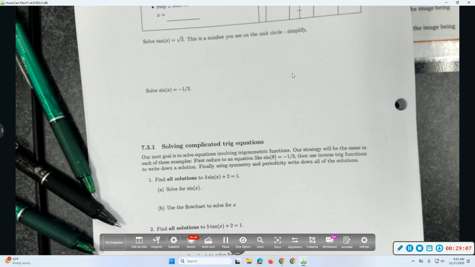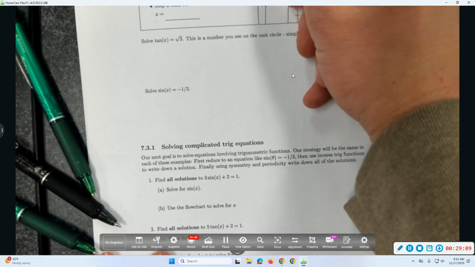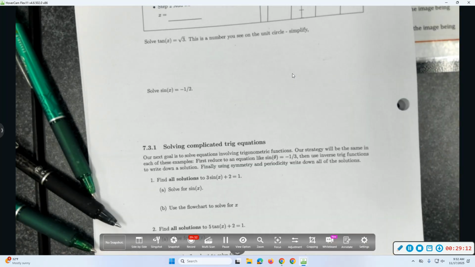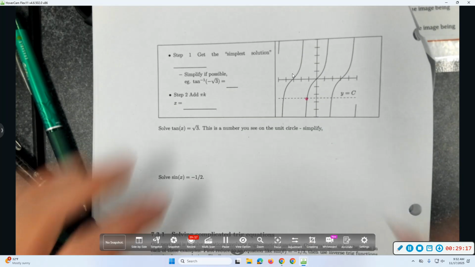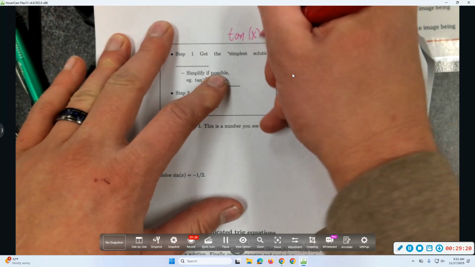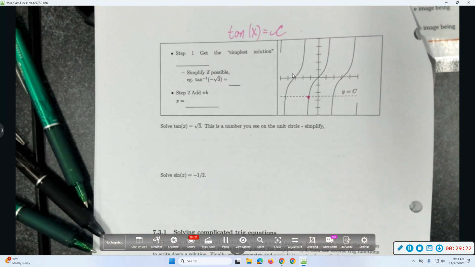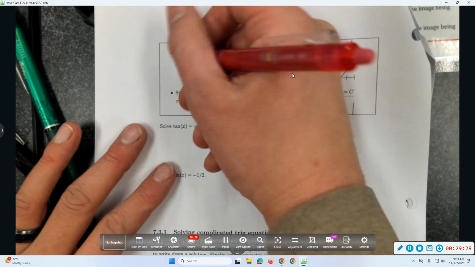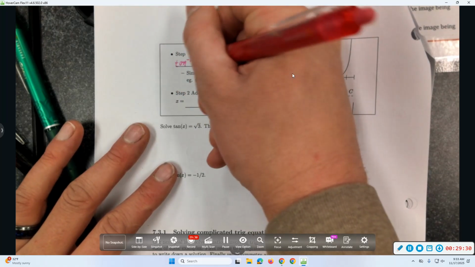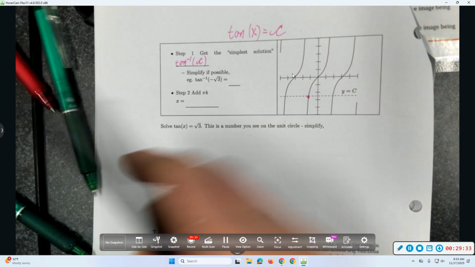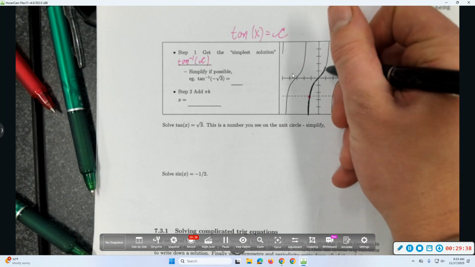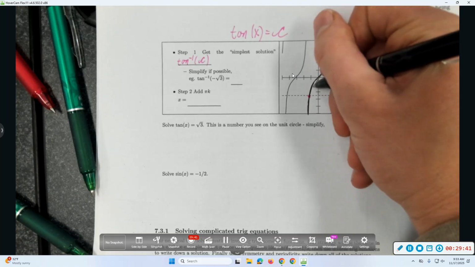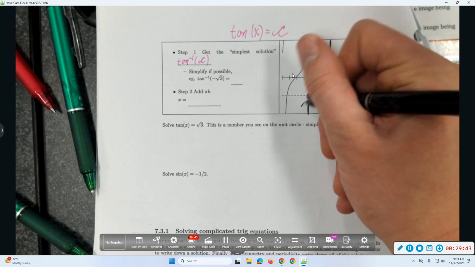Step 1, give me the simplest possible solution. What's the simplest solution you can think of to tangent of x equals c? Inverse tangent of c. Great, just inverse tangent. And since inverse tangent has range negative pi over 2 to pi over 2, that's the point you'll find.